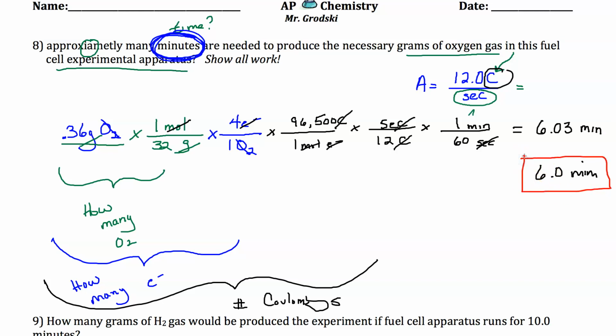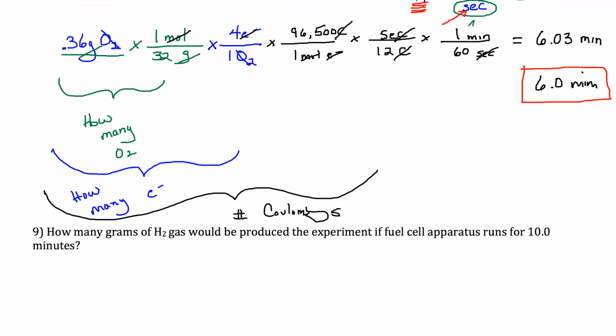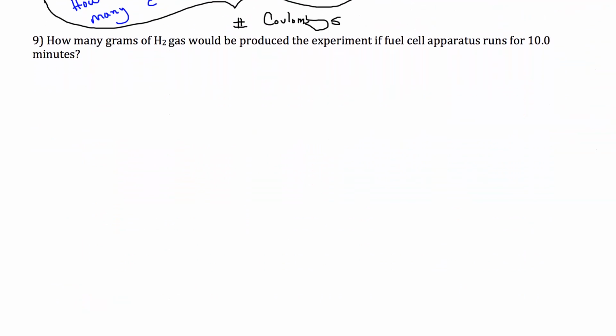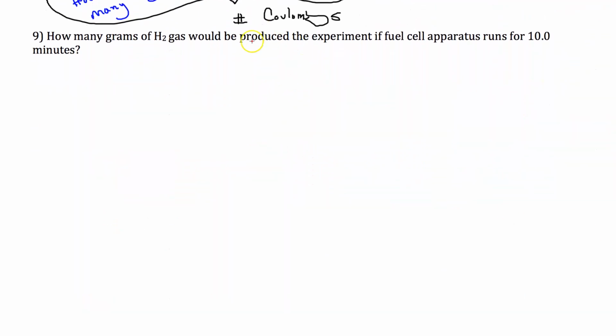Again, you have to think about it, but you have to know what you're doing when. What am I doing last? Solving for a second. What type of piece of information keys me on a second? The amperage. All right, so let's go on to the last part of this, which I think is a more straightforward question. How many grams of H2 gas would be produced if we ran for 10 minutes?